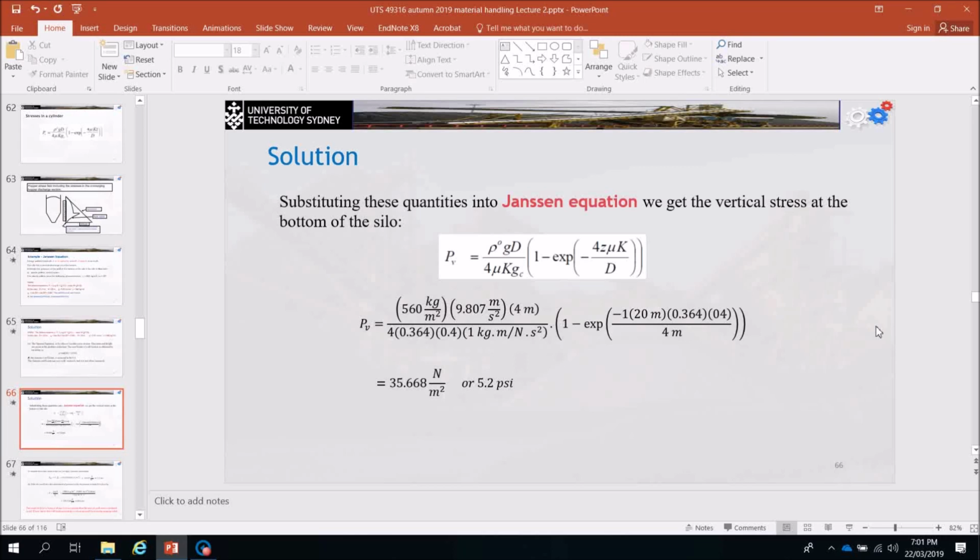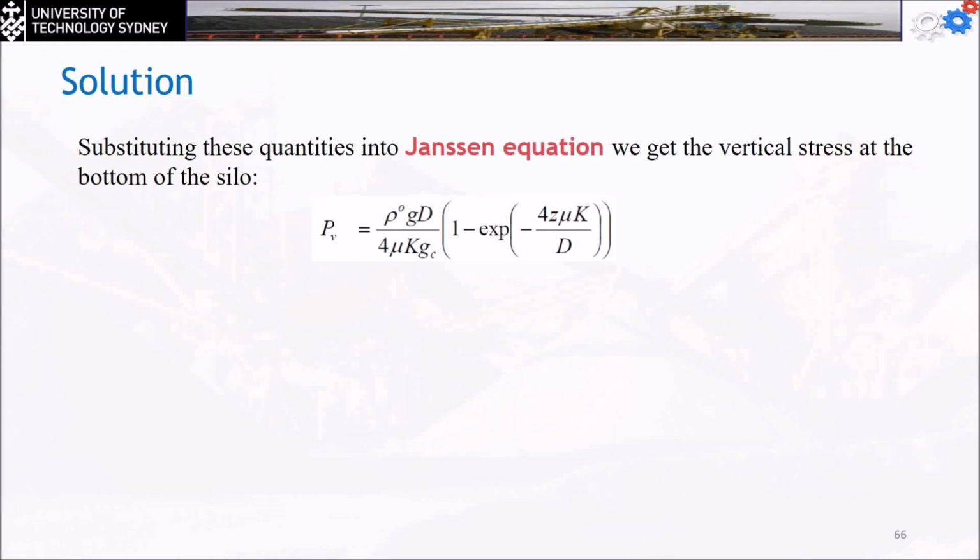What is that? Should be 0.0. Okay, so we had all the parameters, and we're going to substitute now into the Janssen equation. We said once again that rho is 560 multiplied by 9.8 multiplied by 4 divided by 4 multiplied by mu multiplied by 0.4 multiplied by 1 with specific gravity, a specific expression of the mass. But you can simply cancel this one.